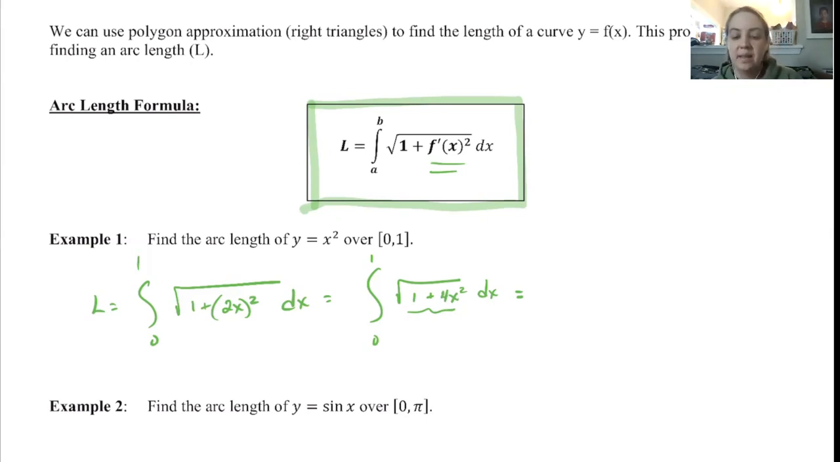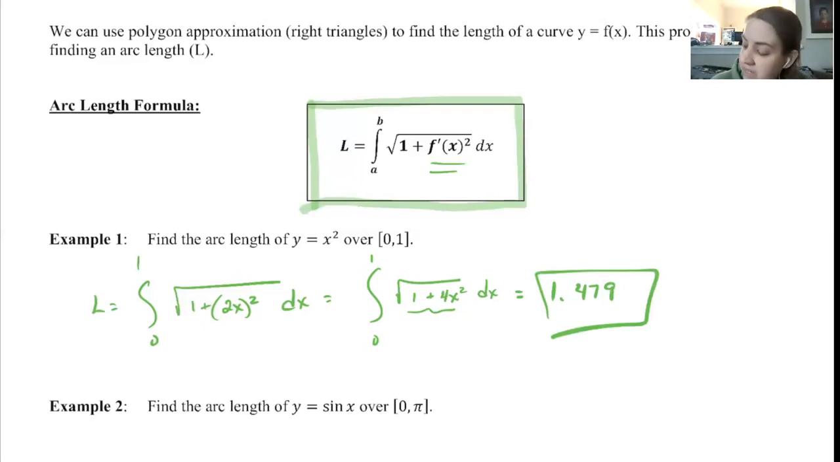So here I'm in Math 9 and I've got 1.479. There you go. So that is the length of y equals x squared. Actually, you know, that's a parabola, right? Between 0 and 1. So you're talking about that length. That's pretty cool that you can find that.